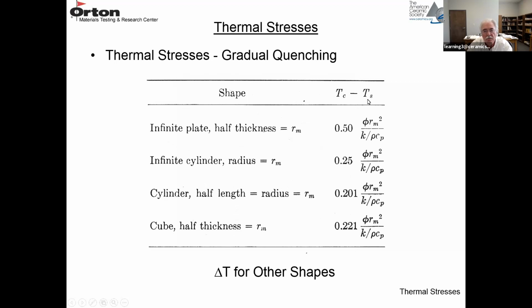And then the temperature difference, in our case, we had an infinite plate of half thickness Rm. The equations for the temperature difference are over here. This is for a plate, a cylinder, well, infinite cylinder, a cylinder with a half length, and a cube. So these are the other equations. They just have different geometric constants. So you can take that same equation for different shapes and do the calculations and see what the stresses are.